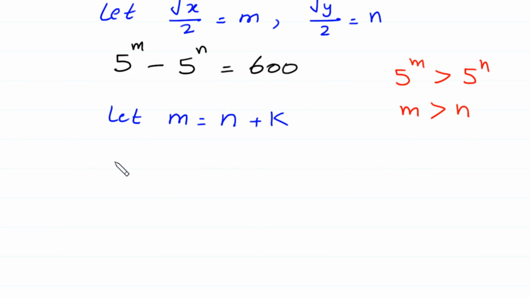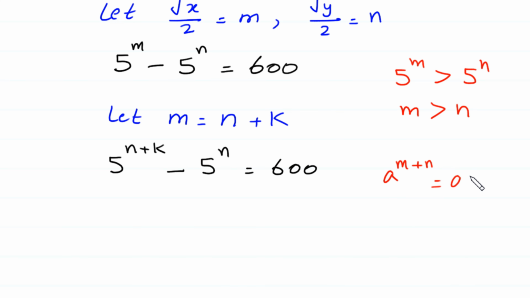Then this equation becomes 5 to the power n plus k minus 5 to the power n is equal to 600. Next, according to the property of exponents, a to the power m plus n is equal to a to the power m times a to the power n. We can write this 5 to the power n plus k as 5 to the power n times 5 to the power k, minus this 5 to the power n, is equal to 600.